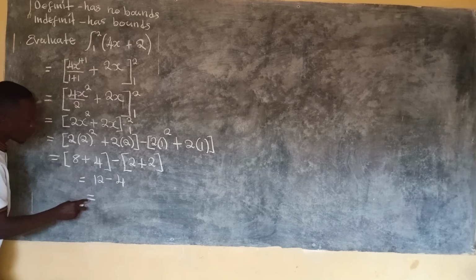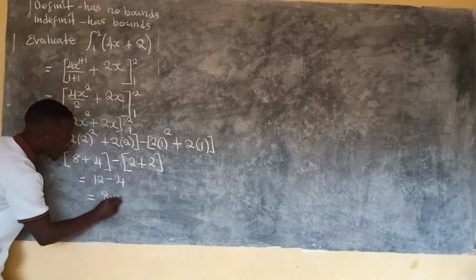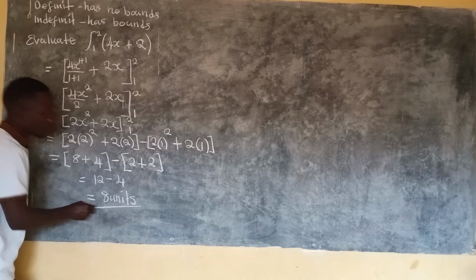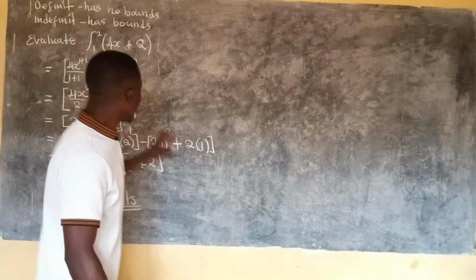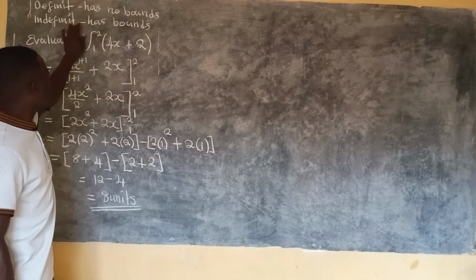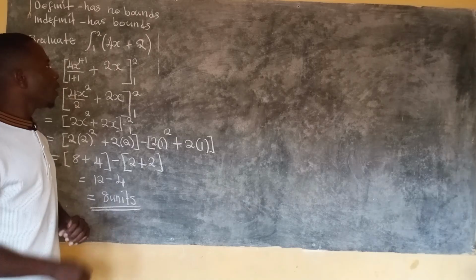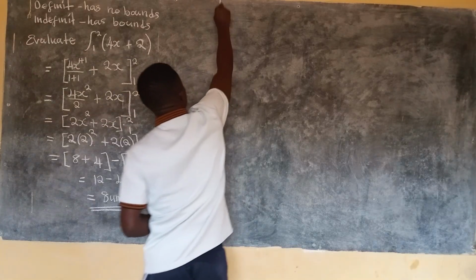Then this is equivalent to 12 minus 4, which gives us 8. Then you write units. So this is how we resolve a problem based on integral calculus, specifically under indefinite. Now, supposing you have a question.